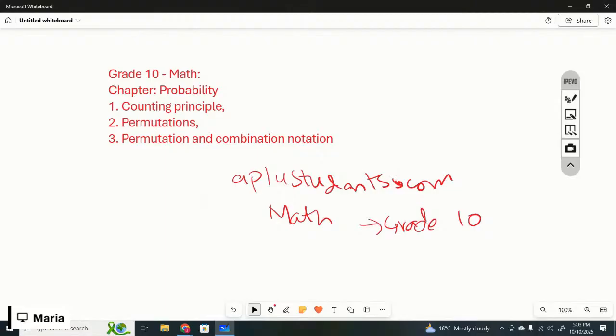We're going to start with the chapter probability. The lessons we're going to cover today are counting principles, permutations, and combinations. So please make sure you have your notebook and pencil so that you can note down the important examples and definitions as well.